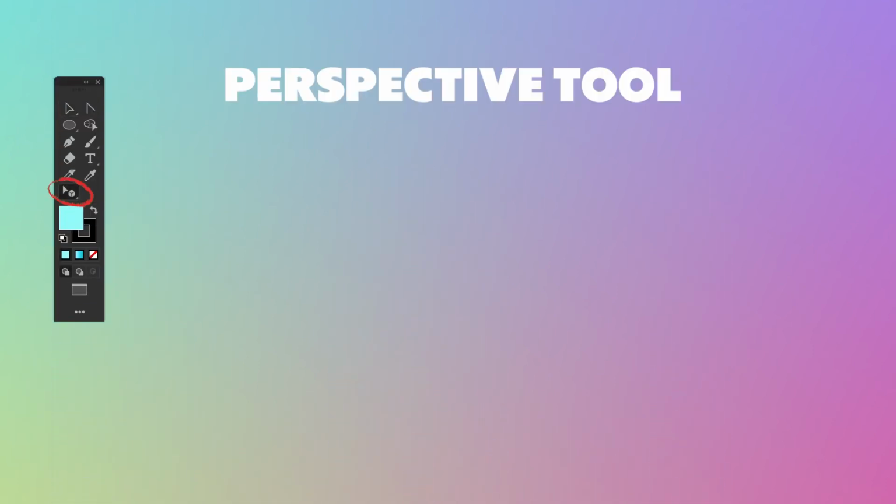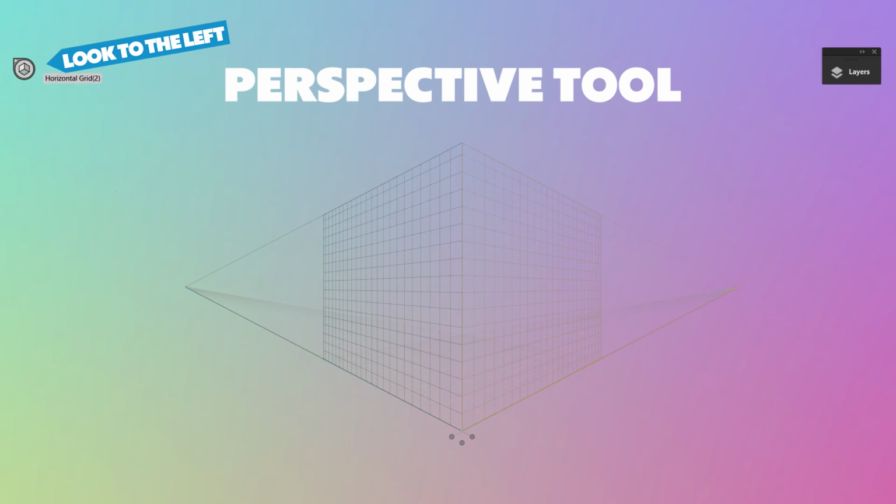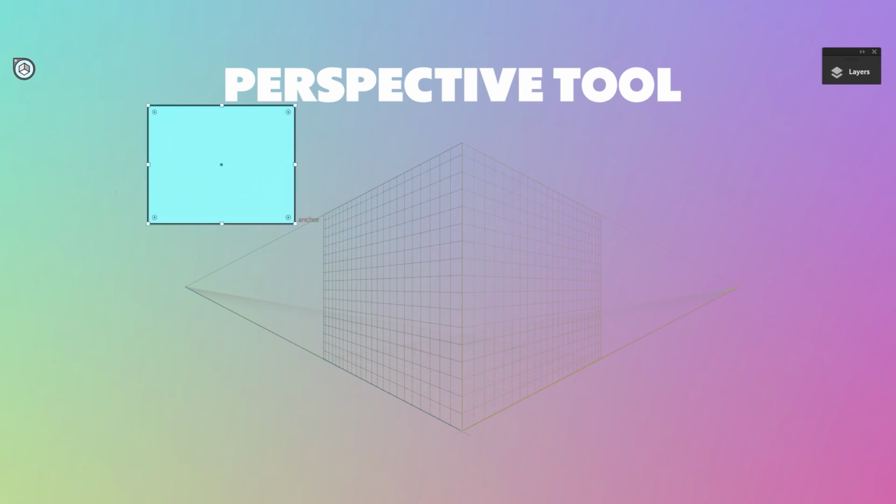And last, we have the perspective tool. This tool will create vanishing points on your documents and allow you to create shapes and artwork that follow these perspective points. This blue icon is going to represent the left, this orange is going to represent the right, and this green is going to represent the bottom. And if you click here, you're just going to be on a flat plane.